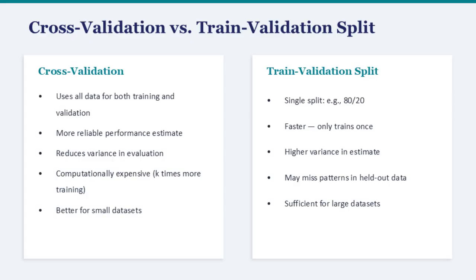Benefits: it's fast and simple. What are the downsides? High variance in the estimate because it depends on which data ends up in which split. You might miss some patterns that happen to land entirely in the held-out dataset. The exam asks you to compare and contrast these. Cross-validation is better for small datasets where every data point matters. Train validation split is sufficient for large datasets where a single split is representative.